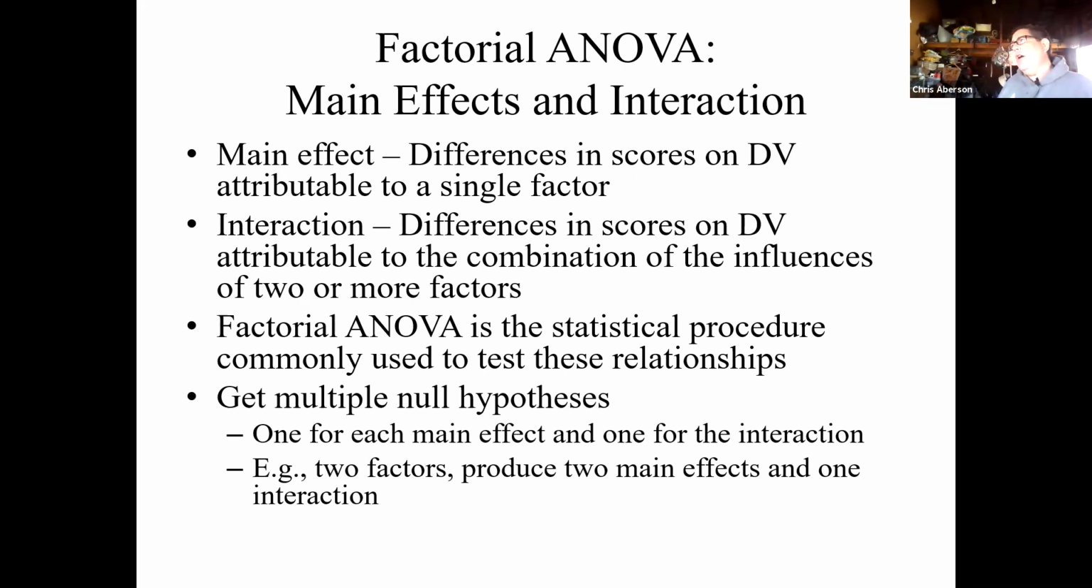Now, I'm talking about factorial ANOVA in the context of a two-factor ANOVA. Factorial ANOVA encompasses two or more factors. So you could have three-factor designs, four-factor designs. I would say practically anything more than a three-factor design, you're probably trying to do too much.